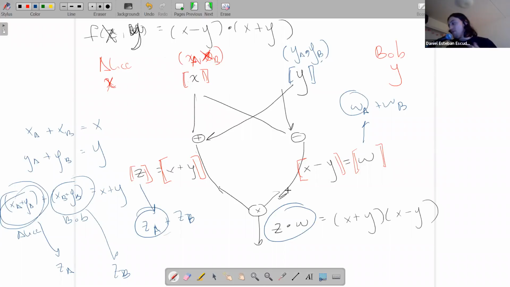And you may want to think about it, and you will realize that they cannot just simply multiply their shares. If Alice takes ZA and multiplies it with WA, and Bob takes ZB and multiplies it with WB, and they add these two products together, this will not give you Z times W. So they cannot just go ahead and multiply their shares. So how do they deal with this? And this is essentially the core.